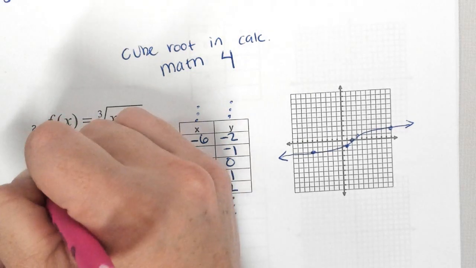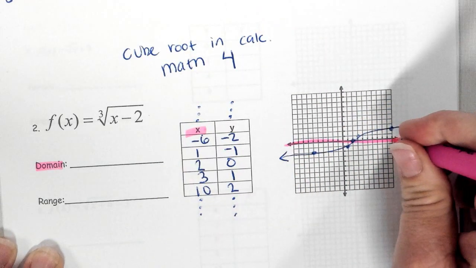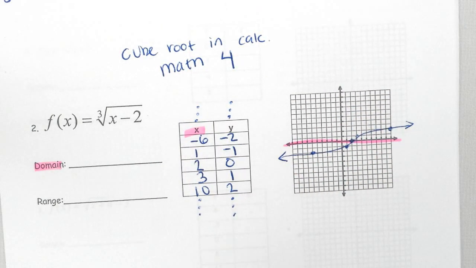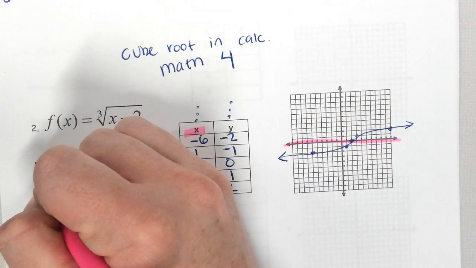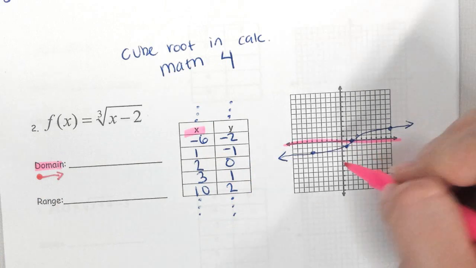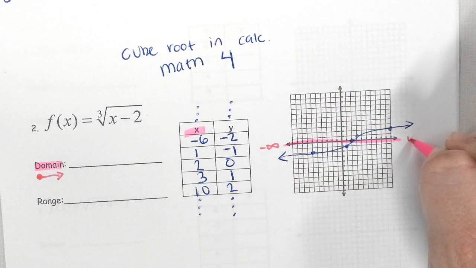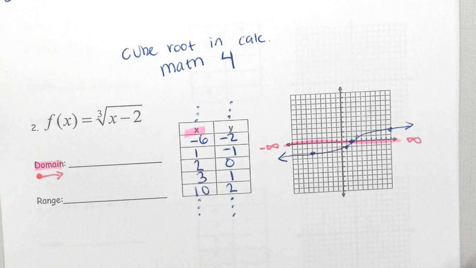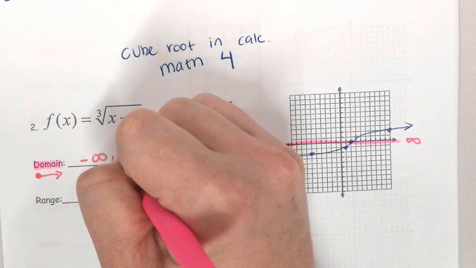So domain is my x-axis. So again, it's all possible x values. We're going to go farthest left to right. Well, what's the farthest left this graph goes? Yeah, it goes to the left forever, and it also has an arrow pointing to the right forever. So this is literally just -infinity to +infinity.